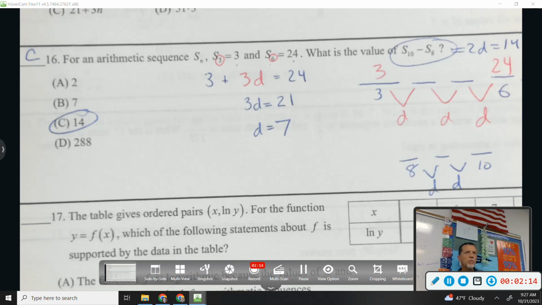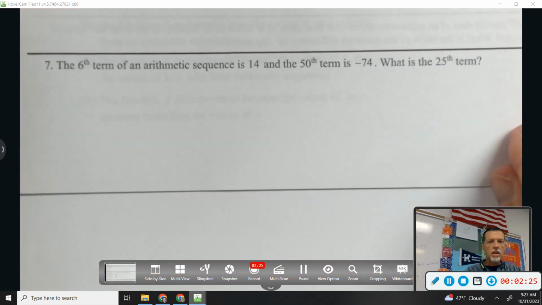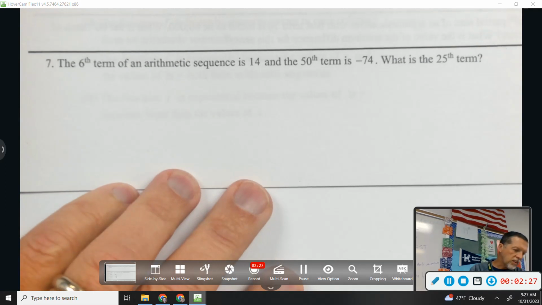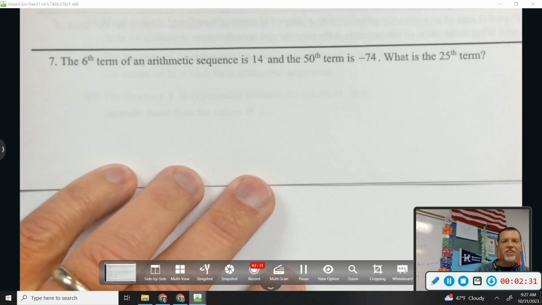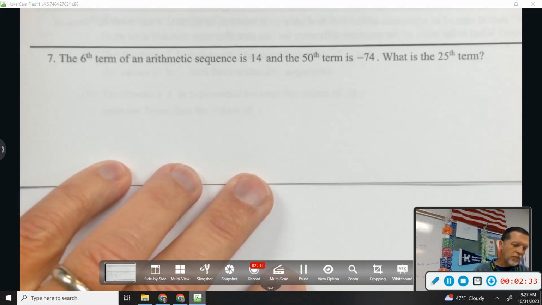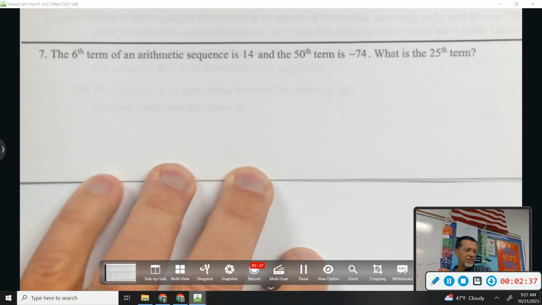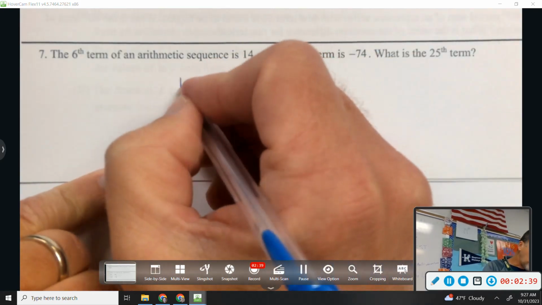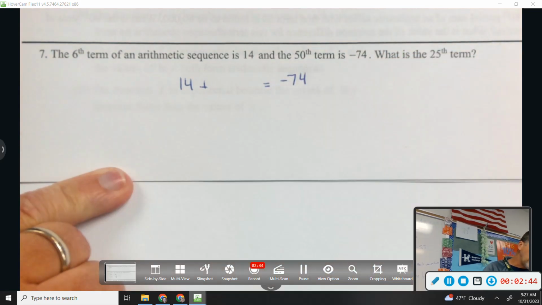Other questions from worksheet 2? Michael? Number 7. The 6th term is 14, and the 50th term is negative 74. What is the 25th term? All right, well, I am definitely not drawing out blanks and counting things on this one. The 6th term is 14. The 50th term is negative 74.